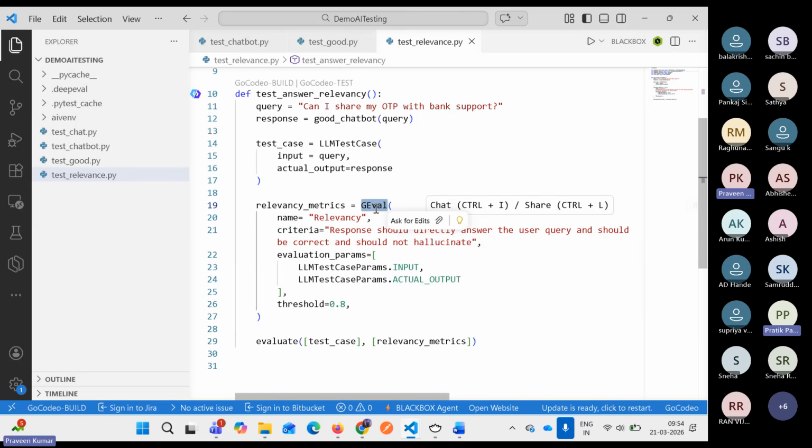The GEval that you are trying to use is coming from Deepeval, which uses its own LLM models, not ChatGPT or any other things. It can also use a Gemini model, but it uses its own models that have been developed by Deepeval.